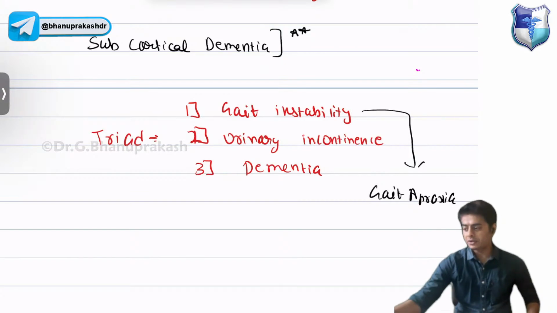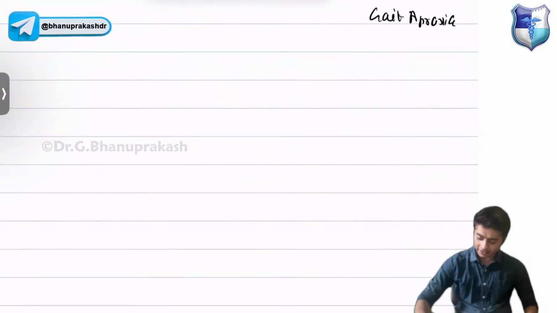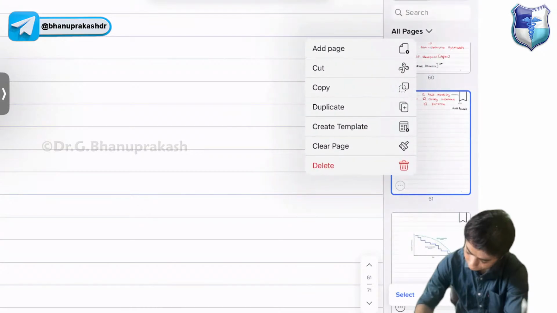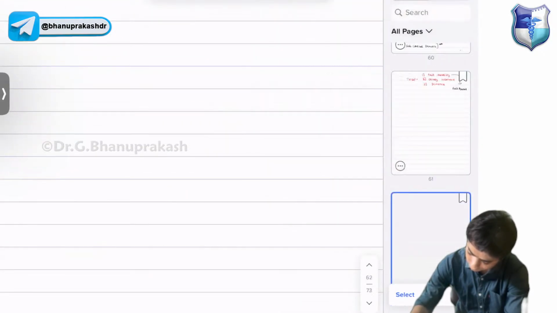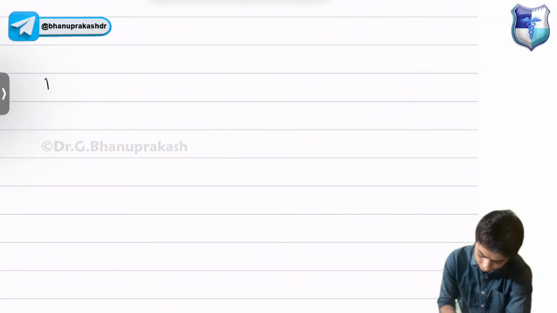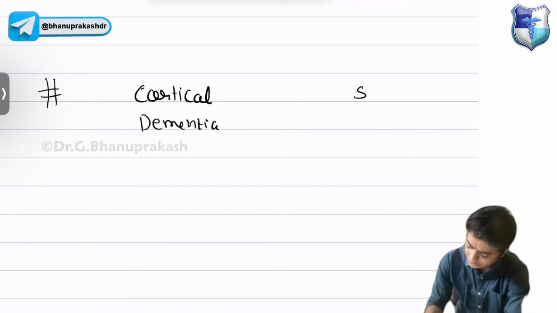Now we will move on to the difference between cortical and subcortical dementia. Can anyone tell me how we differentiate between cortical and subcortical dementia? Anyone? I will draw a table. Cortical dementia, and the other is subcortical dementia.